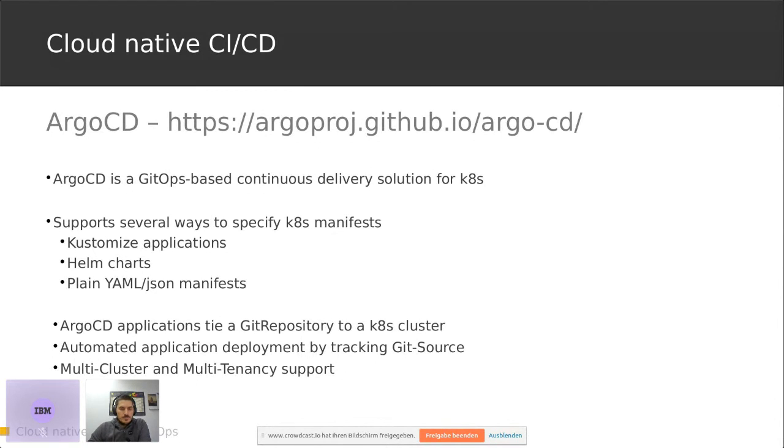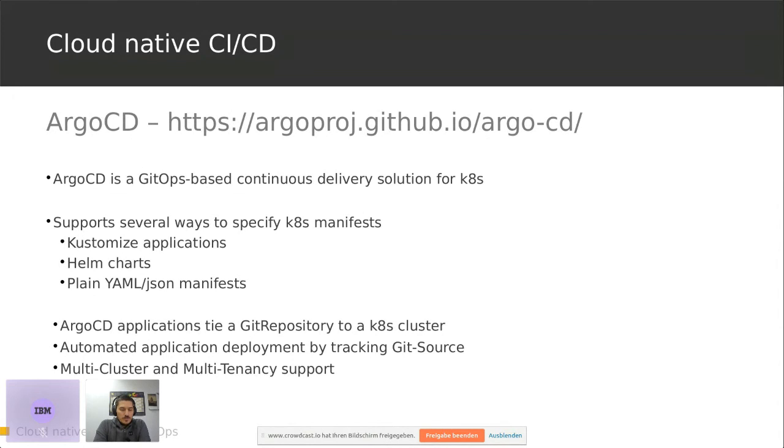So generally, ArgoCD consists of applications, and those applications tie a Git repository to a Kubernetes cluster. So we define what files in our Git repository should be deployed to Kubernetes, and then we can define how it should be deployed. So it can be done automatically once there's a change, or we can decide to just be notified if there's a change and then deploy it manually.